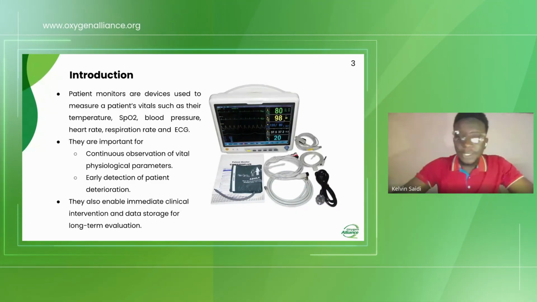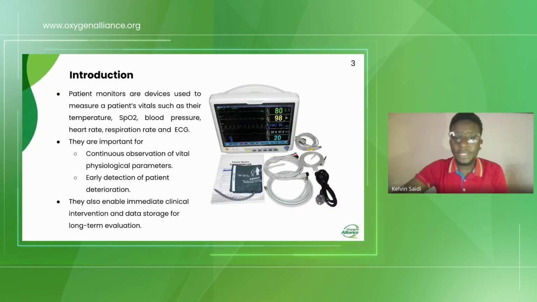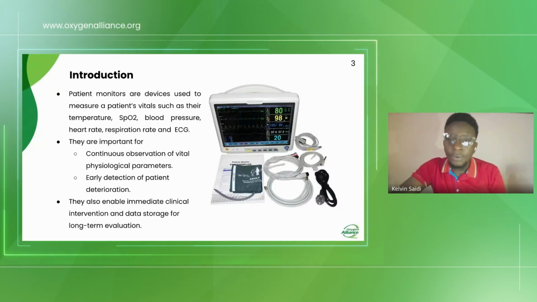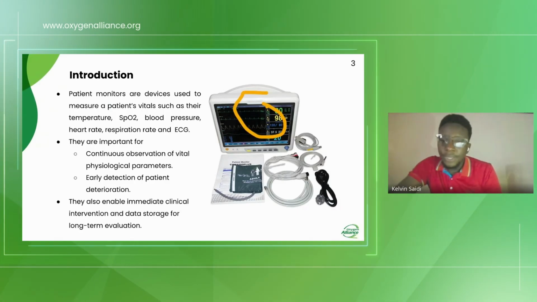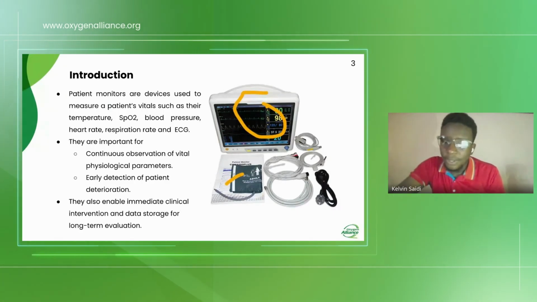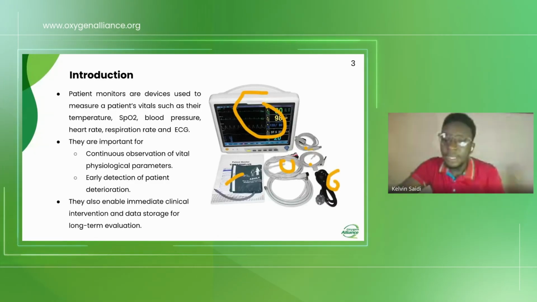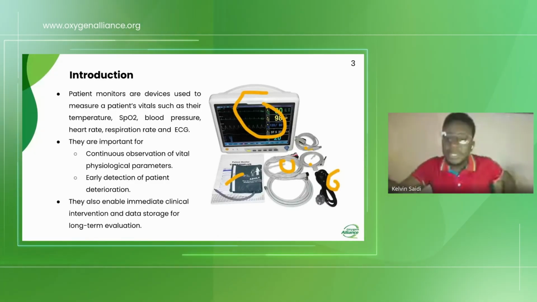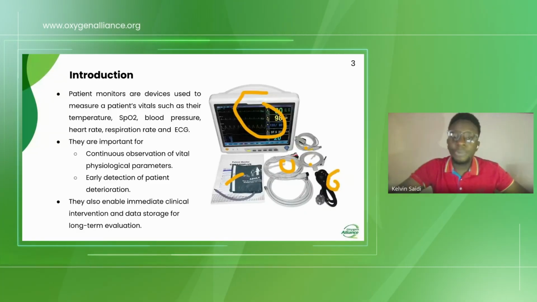On your right, you can see a typical patient monitor with its device accessories. You can see we have a screen right here. We have the BP cuff. We have some sensors, an ECG lead, and a power cable. These are just some accessories that come with a typical patient monitor.